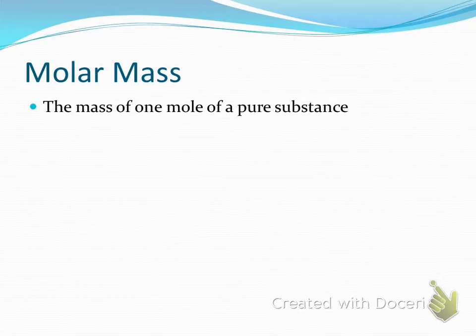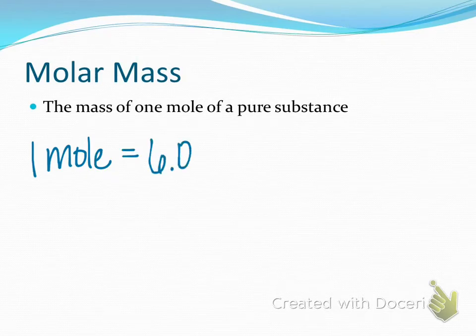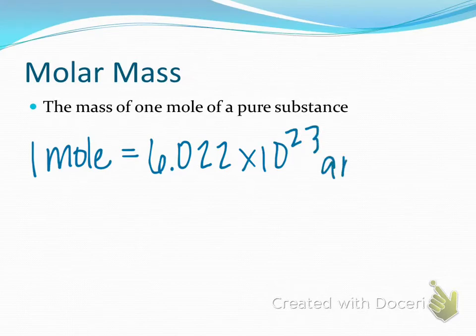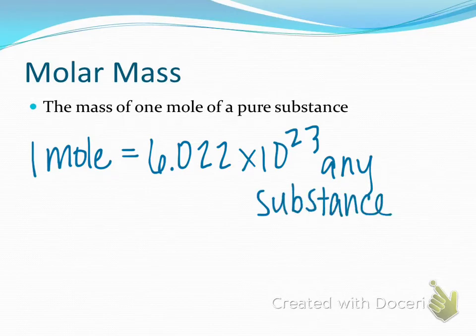Okay, so a mole, if we're looking at the molar mass of something, a mole of anything, right, I'm going to give you the number right now. 1 mole of anything is equal to 6.022 times 10 to the 23rd of any substance. Okay, that's a lot bigger than a dozen, right? But it's the same type of relationship, right?